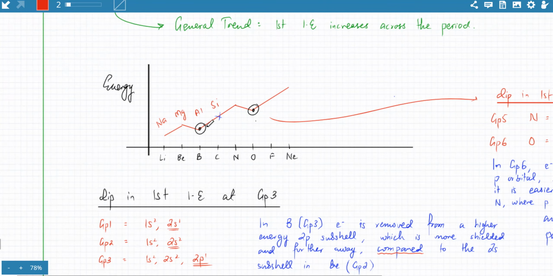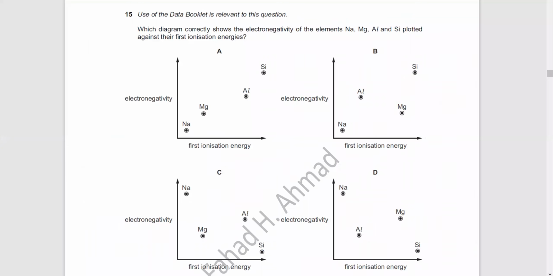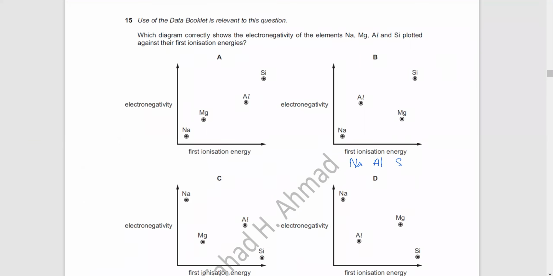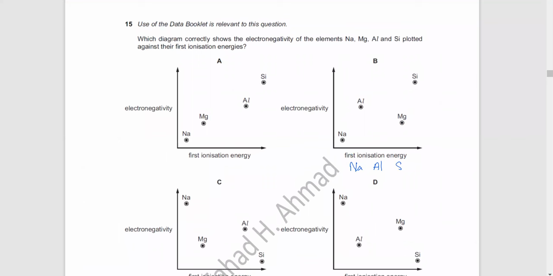Na is the lowest because at aluminium there's a dip. The second lowest would be aluminium, then Mg, and then Si. So Na, Al, Si, and Mg. Na, Al. So the order or the sequence of the ionization energy would be Na, Al, no, Mg, and then Si. So Mg and then Si.